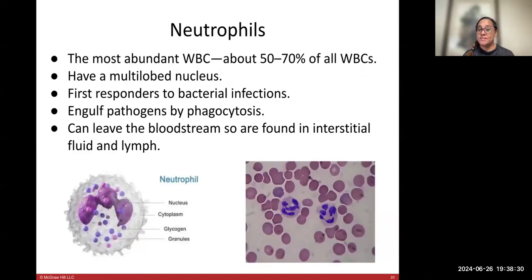Neutrophils are the most abundant white blood cell. About 50 to 70% of all white blood cells are neutrophils. They have a multi-lobed nucleus. They are the first responders to bacterial infections. They engulf pathogens by phagocytosis, and they can leave the bloodstream, so sometimes they're found in the interstitial fluid and the lymph. On the left is an animated picture of it, and on the right, if you actually look at blood under the microscope and you find cells that look like this with the multi-lobed nucleus, those are neutrophils.